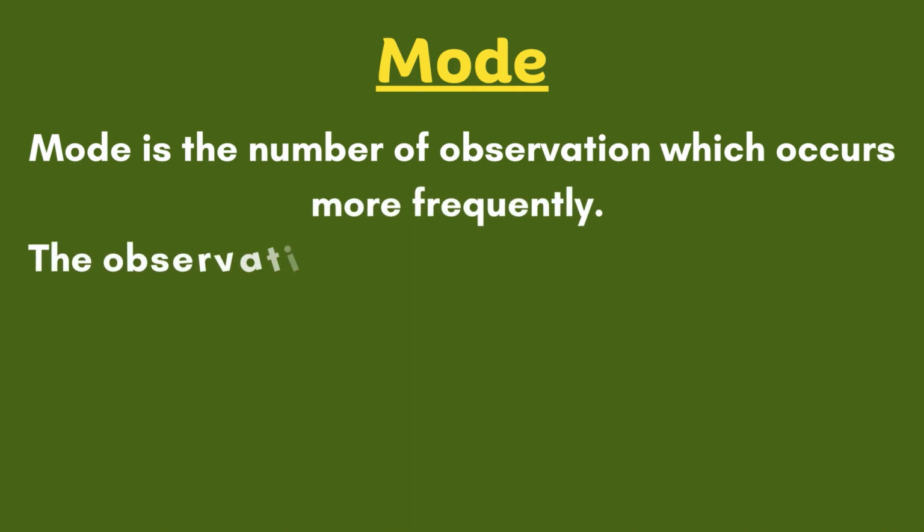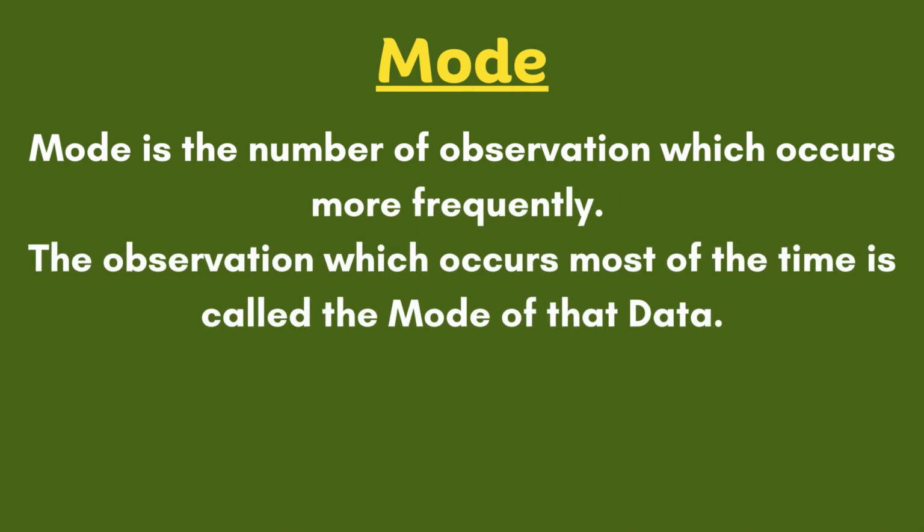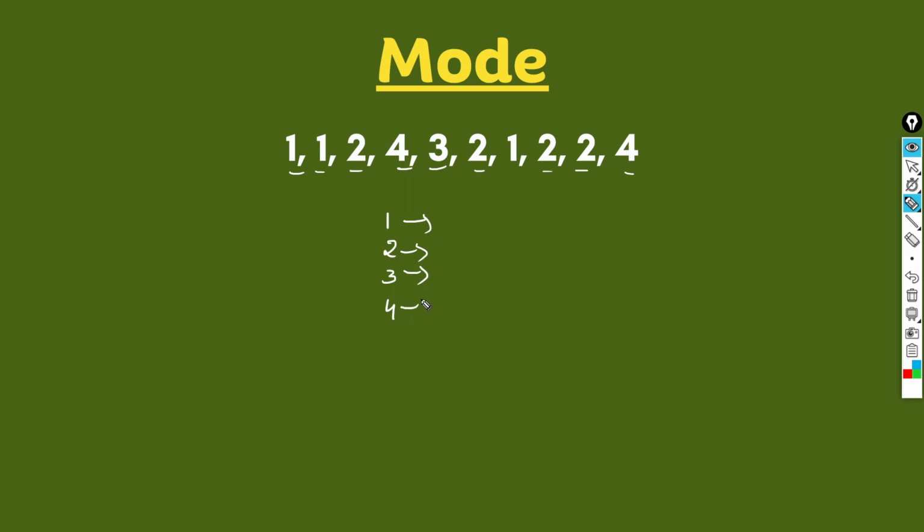Now mode. Mode is the observation which occurs more frequently. The observation which occurs most of the time is called mode of the data. See, this you will understand with an example. This is the data, right? If you see this data, we have 1s, 2s, 3s and 4s. Now we'll see how many times each number is repeating. If you take 1, we have 1, 2, 3, and 3 times repeating. That means the frequency of 1 is 3.